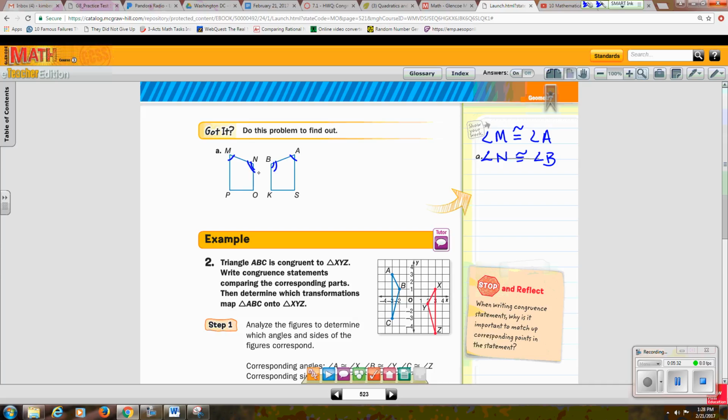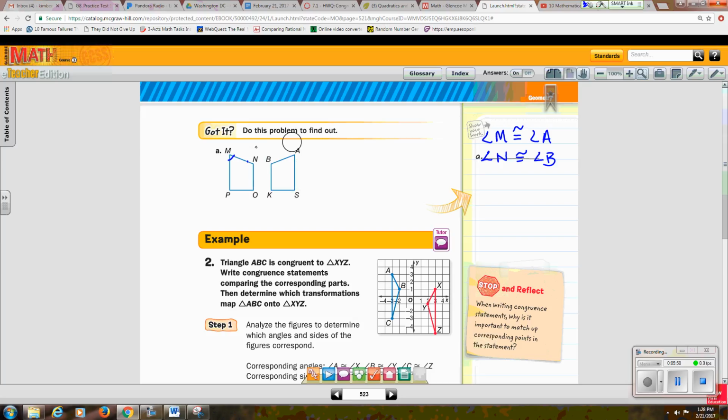But if not, we're going to look at this, and we know since N and B are corresponding, O and K are corresponding because it looks like it's a reflection over this random line in the middle. Okay? So we're going to say O and K are corresponding, and P and S are corresponding.